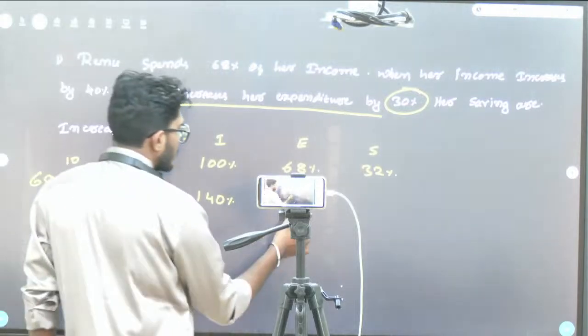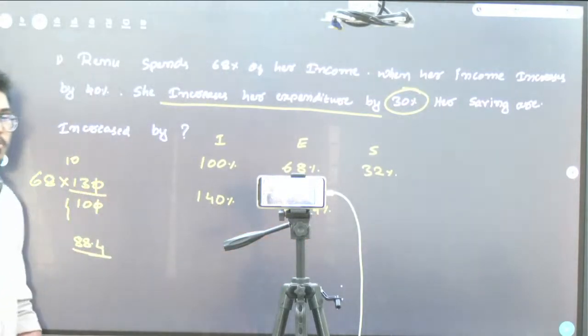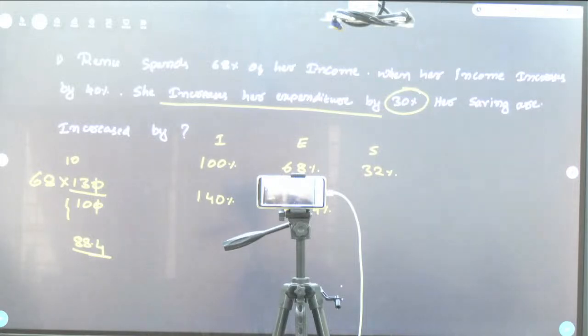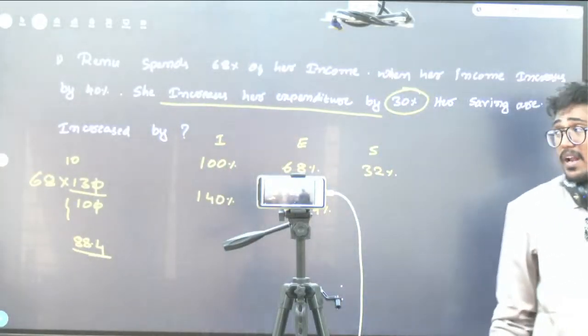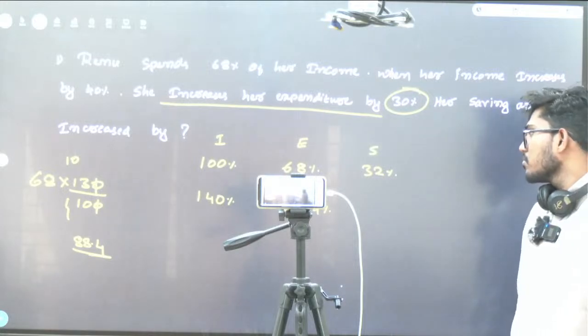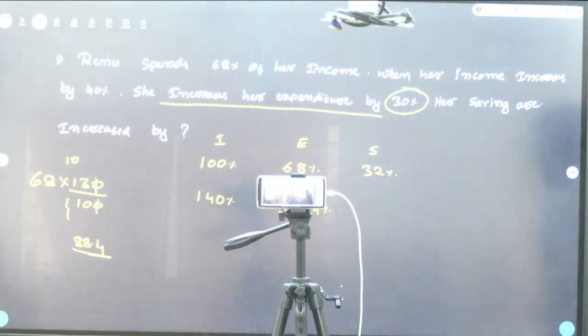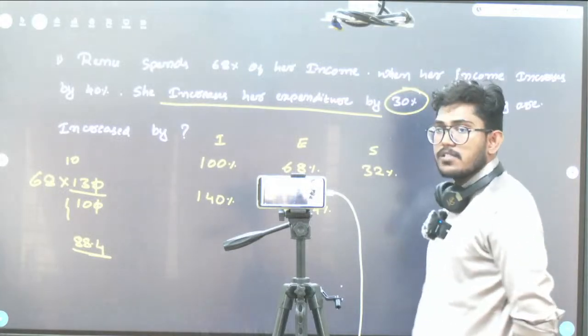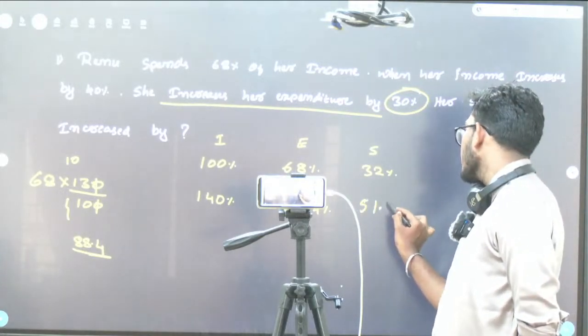So expenditure is 88.4. Subtract now, 140 minus 88.4. How much getting? The difference will be 51.6, means saving will be your 51.6%.